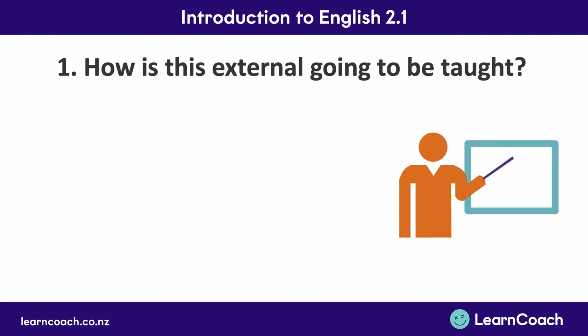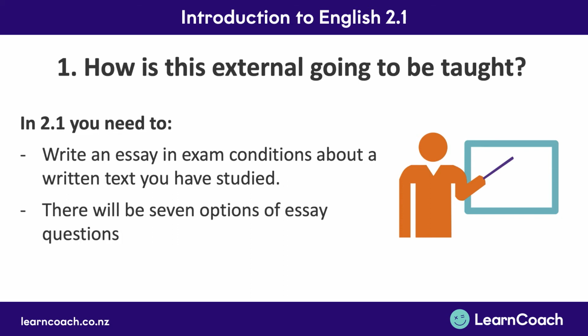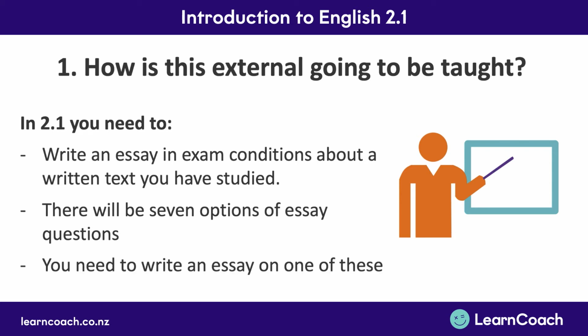But before we go into that, I'm going to quickly go over what you need to do in this standard. So in 2.1, you need to write an essay under exam conditions about a written text that you've studied. And although you can do things like poems, throughout these videos we're going to refer to the written text as a book. So when you get in the exam and sit there, there'll be 7 options of essay questions. And these questions change from year to year. And what you need to do is write an essay on one of these, and you can pick which one you write the essay on.